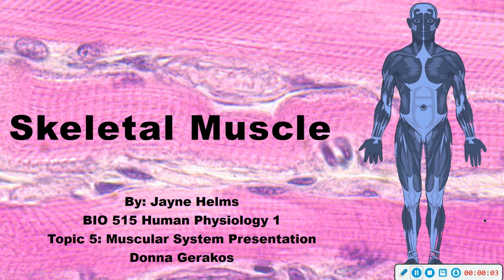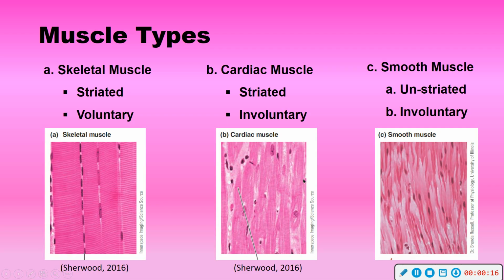Hi everybody. So for the muscular system presentation, I chose to talk about the makeup, the structure of the skeletal muscle. So first I wanted to acknowledge that the skeletal muscle is not the only type. So muscle types in the human body, they have the skeletal muscle, the cardiac muscle, and smooth.